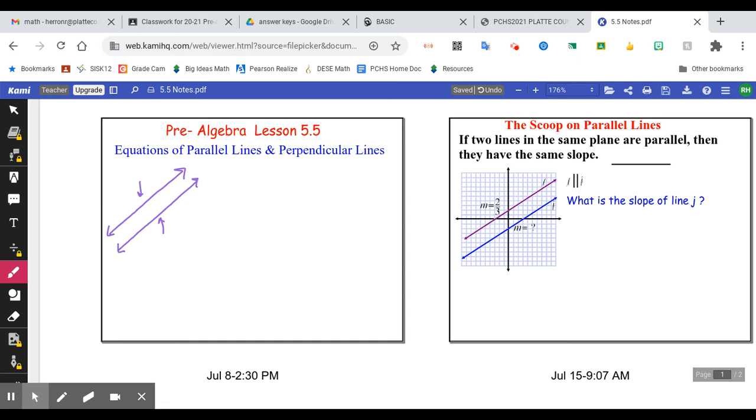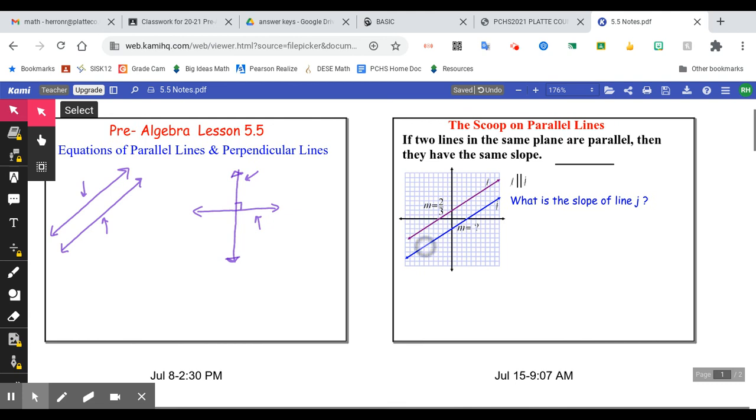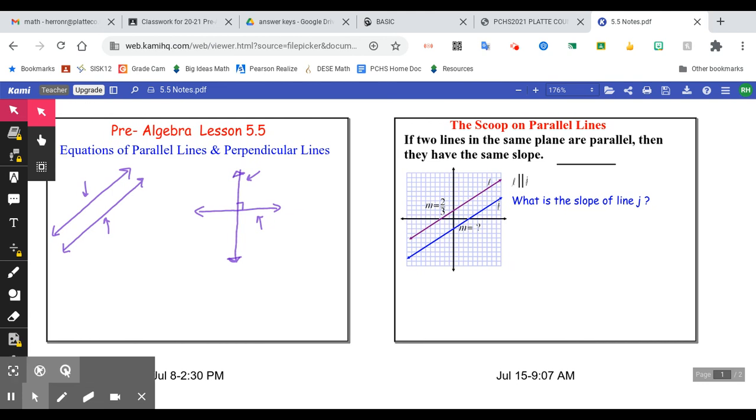Perpendicular lines are lines that when they cross, they actually make a 90-degree angle, like a corner, okay? So we're going to talk about what we know about one versus what we know about the other one and how we can write equations using our knowledge of those lines, okay? So if we look at this first slide, parallel lines is going to be first.